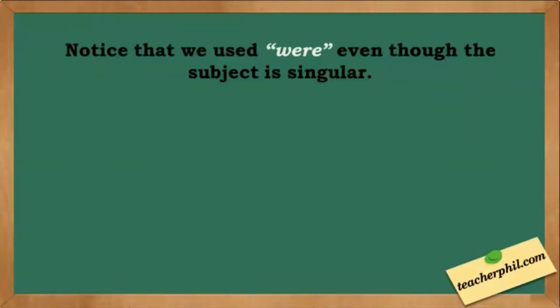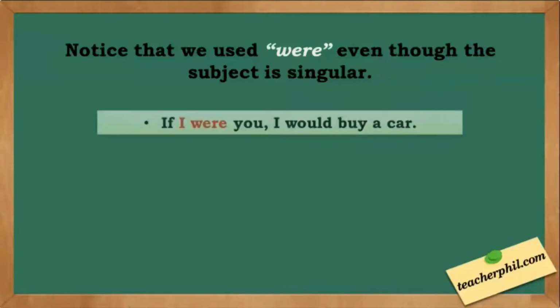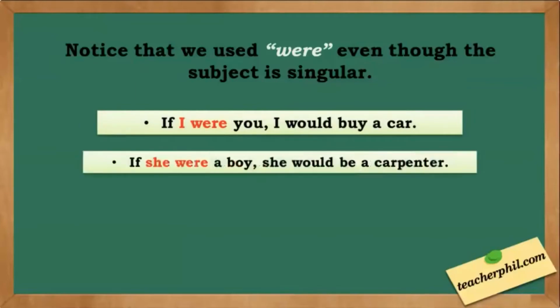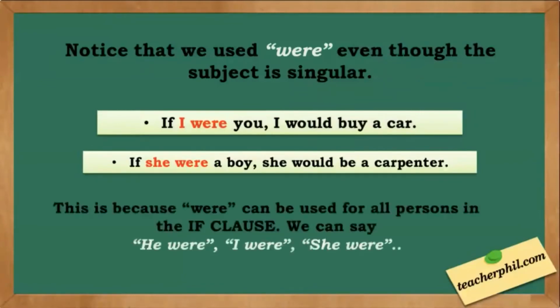Notice that we use were even though the subject is singular. For example, if I were you, I would buy a car. If she were a boy, she would be a carpenter. So why do you think so? Well, this is because were can be used for all persons in the if clause. We can say, if he were, if I were, or if she were.